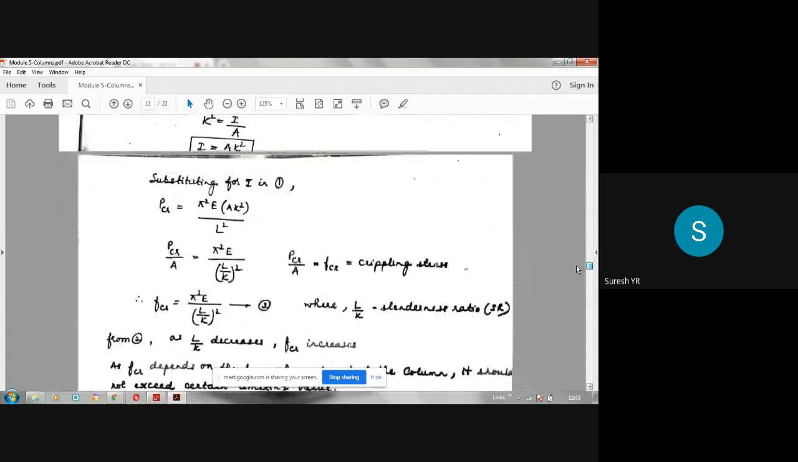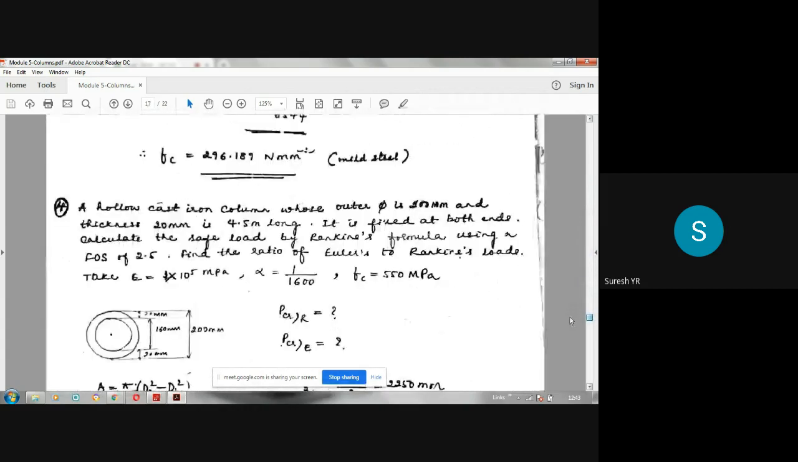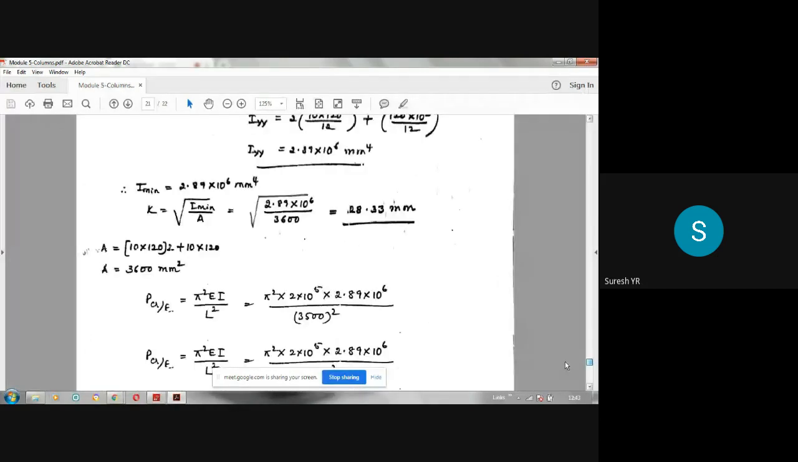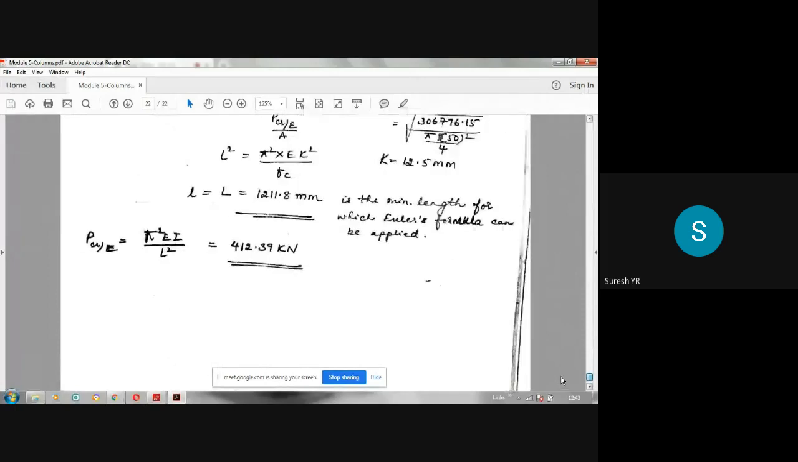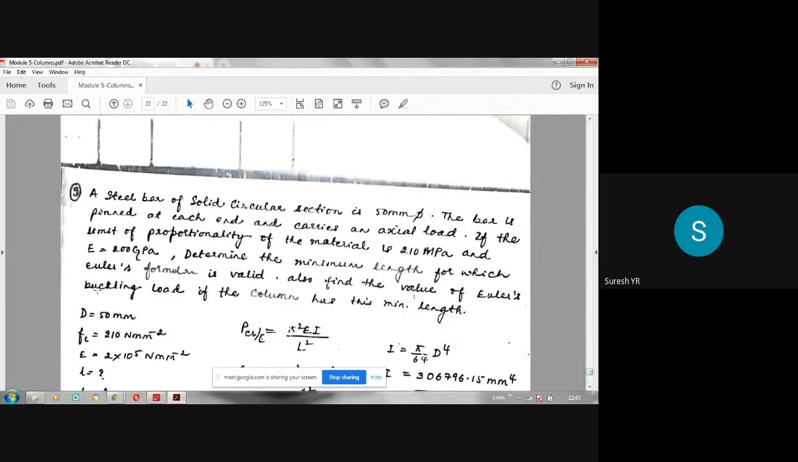These 3 derivations you try to practice. Then we will go for Rankine's formula, then problems. I think I have given some 8 to 10 problems in this chapter. If you understand those problems clearly, that is more than enough. So that completes the 5th module.